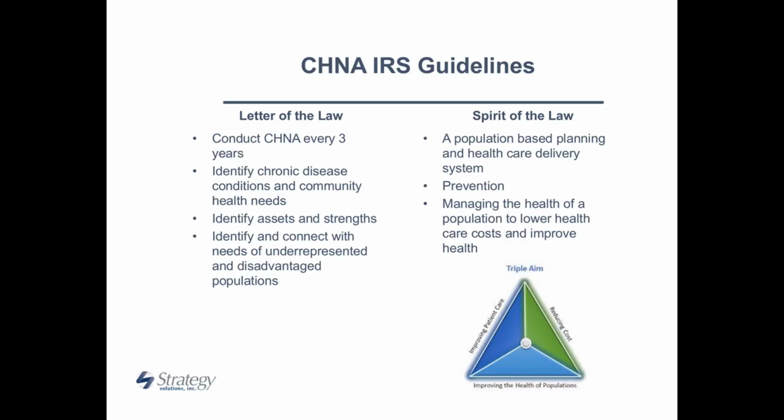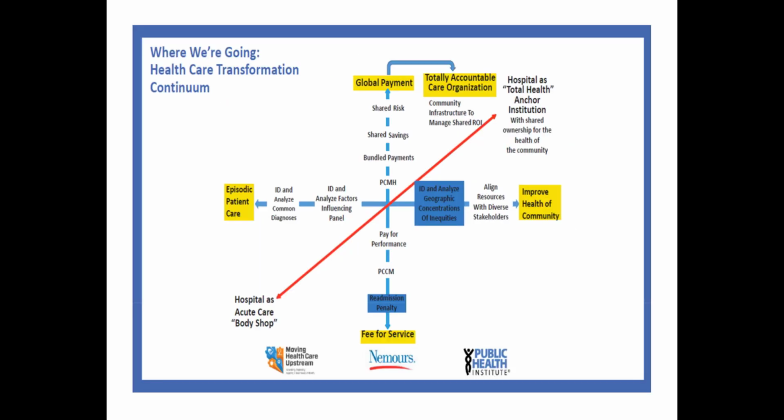Now, just in terms of providing some context, the letter of the needs assessment regulations is that we have to do them every 3 years. But really the spirit of them, even though there's some requirements, is that the entire system is moving toward population-based health planning and a healthcare delivery system that focuses on the triple aim: lowering cost, improving healthcare quality, and improving overall health.